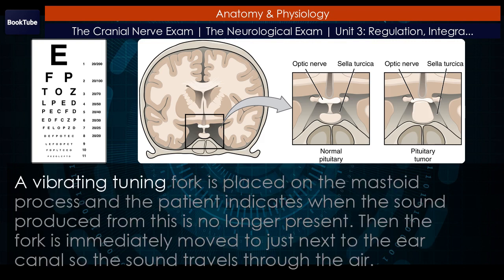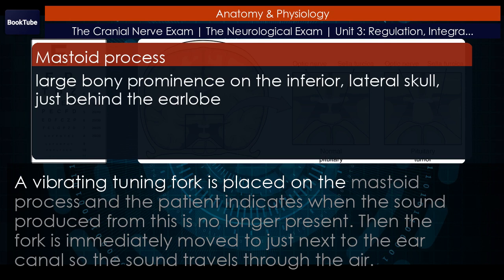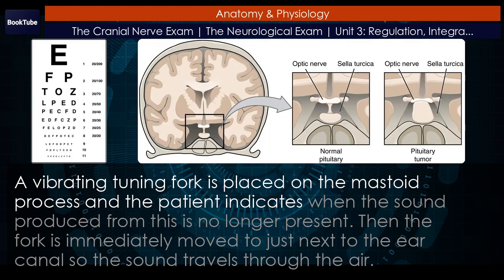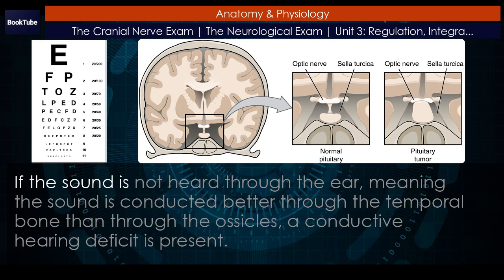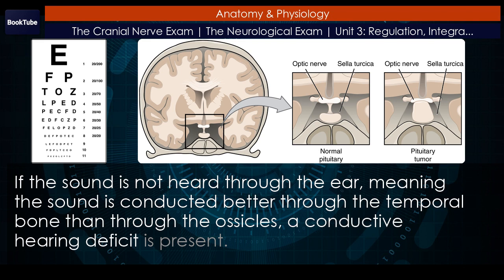A vibrating tuning fork is placed on the mastoid process and the patient indicates when the sound produced from this is no longer present. Then the fork is immediately moved to just next to the ear canal so the sound travels through the air. If the sound is not heard through the ear, meaning the sound is conducted better through the temporal bone than through the ossicles, a conductive hearing deficit is present.